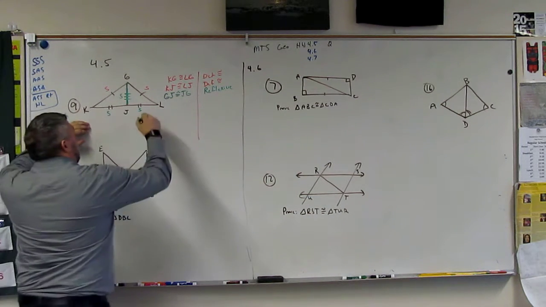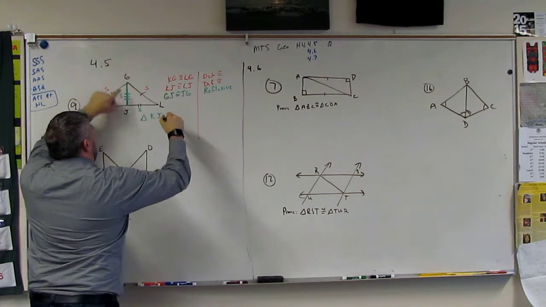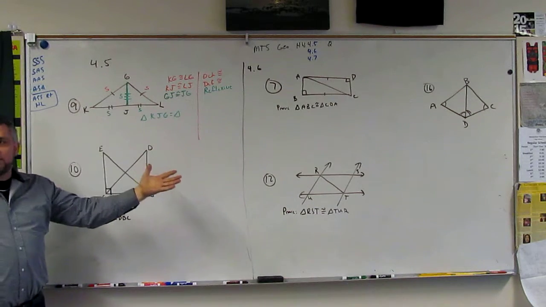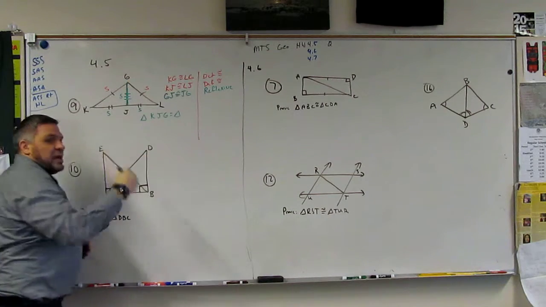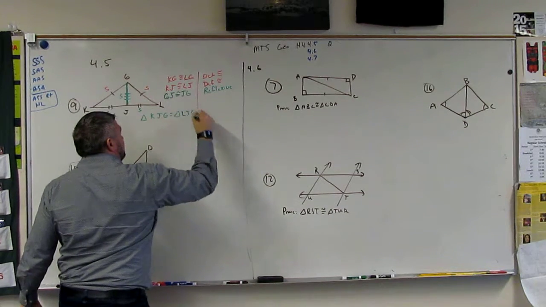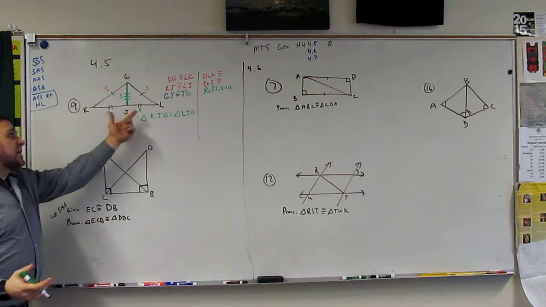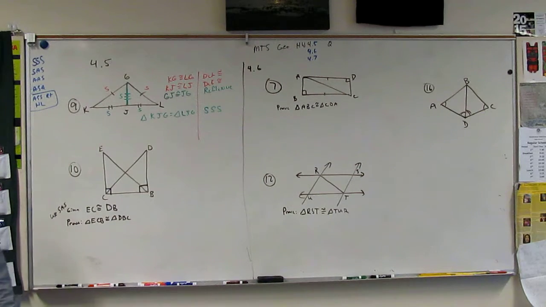So if I say that triangle KJG is congruent to triangle, how would I say the next triangle? LJG. Yes, LJG. It has to go with those same sides. Very good. And then why are they congruent? Because they're the same side. Side, side, side. Yes. So that's our definition of congruency.